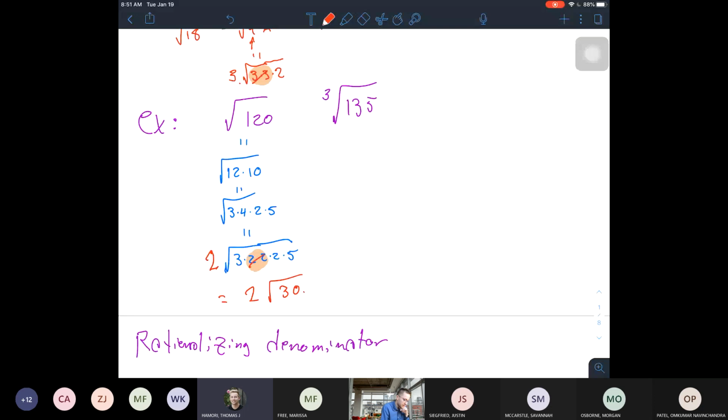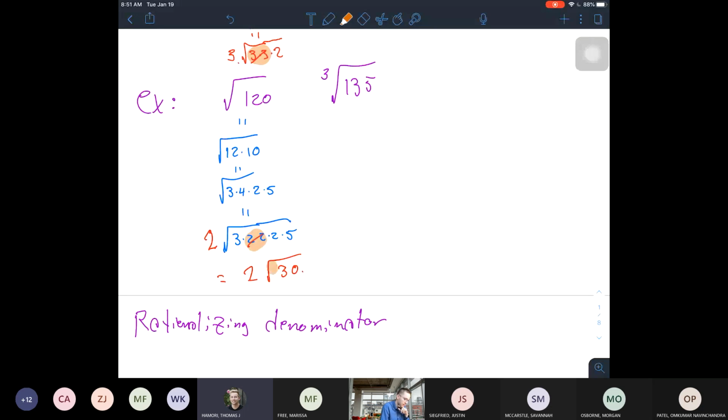Okay, and the reason that this can't be simplified further is that this square root of 30 here does not contain any square factors. Okay, the prime factorization of 30 is just 3 times 2 times 5, and none of those are perfect squares, so it can't be simplified further.